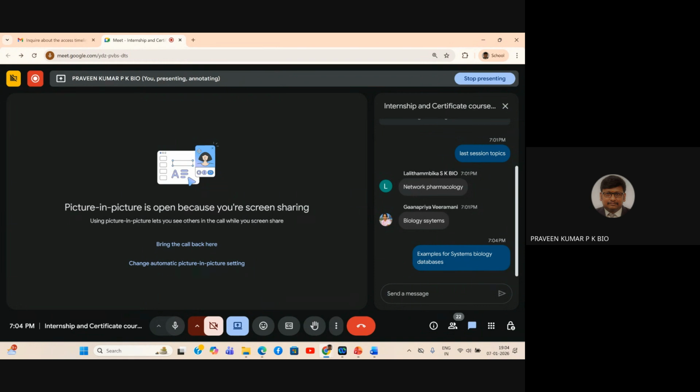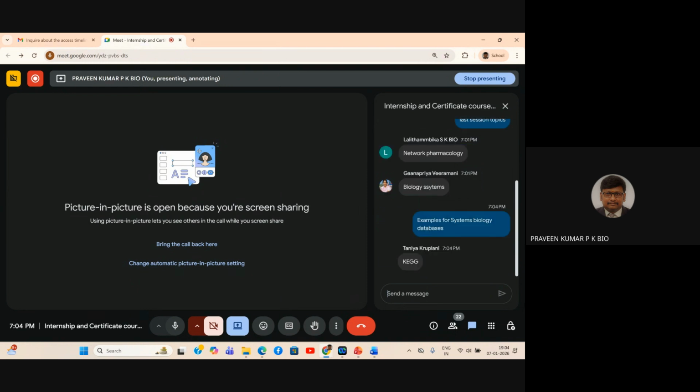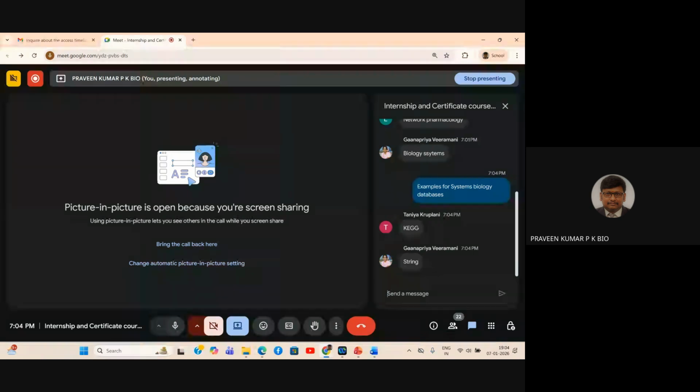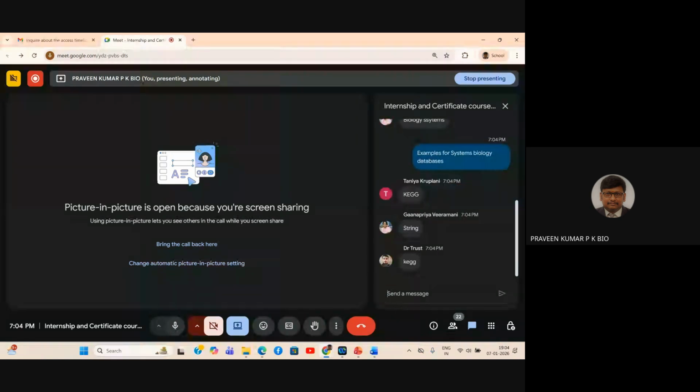Yeah, so many examples are there. Mention one by one. Yes, KEGG. With KEGG, we see genome databases. For genomics, we can go with KEGG. And STRING, very good, for PPI interactions. Other than KEGG and STRING, what else do you remember?